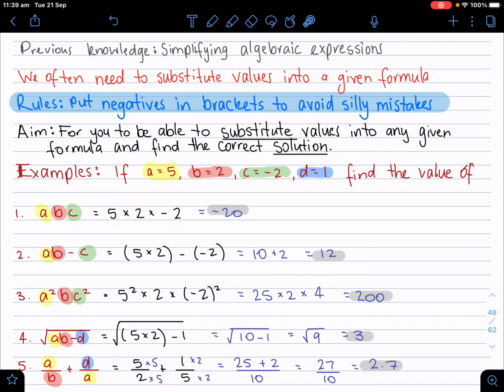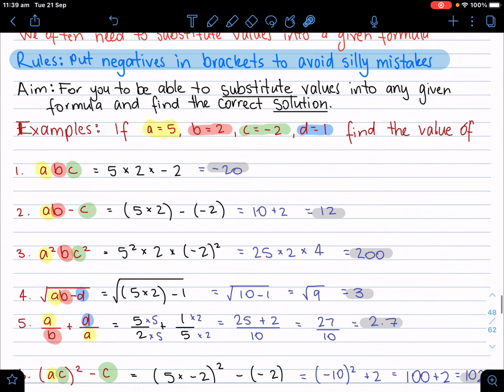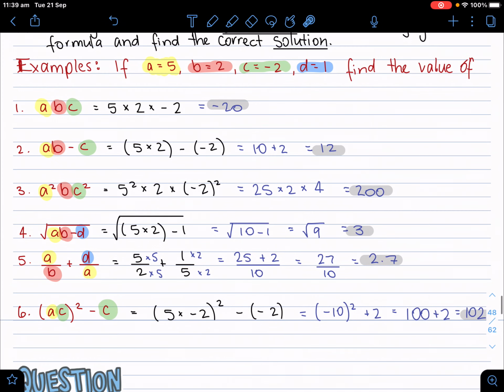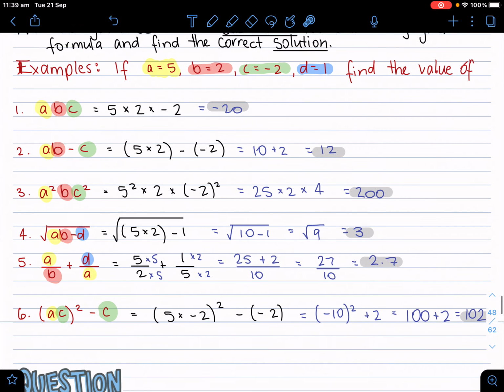The aim for today's video is for you to be able to substitute values into any given formula and find the correct solution. So let's go through a few examples. For these examples, I've used the same variables. A will always equal 5, B will always equal 2, C will always equal negative 2, and D will always equal 1.